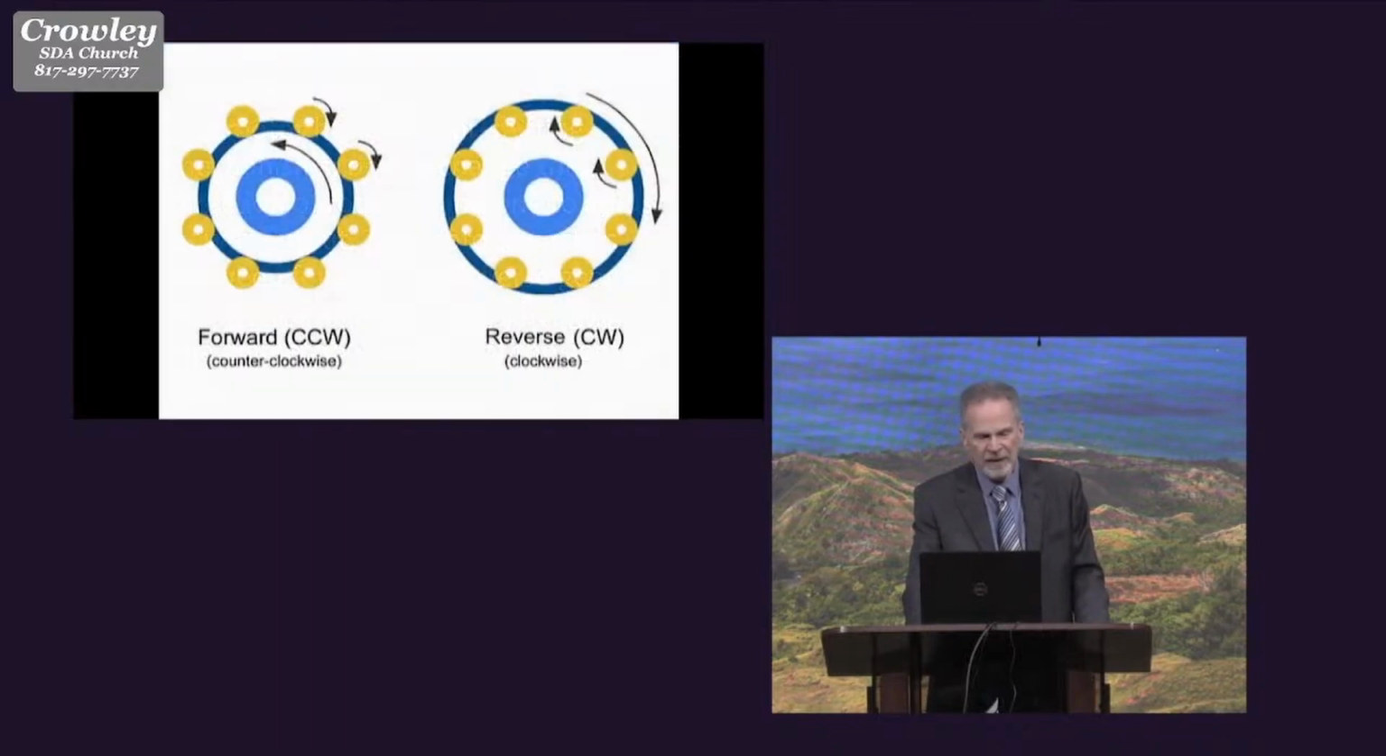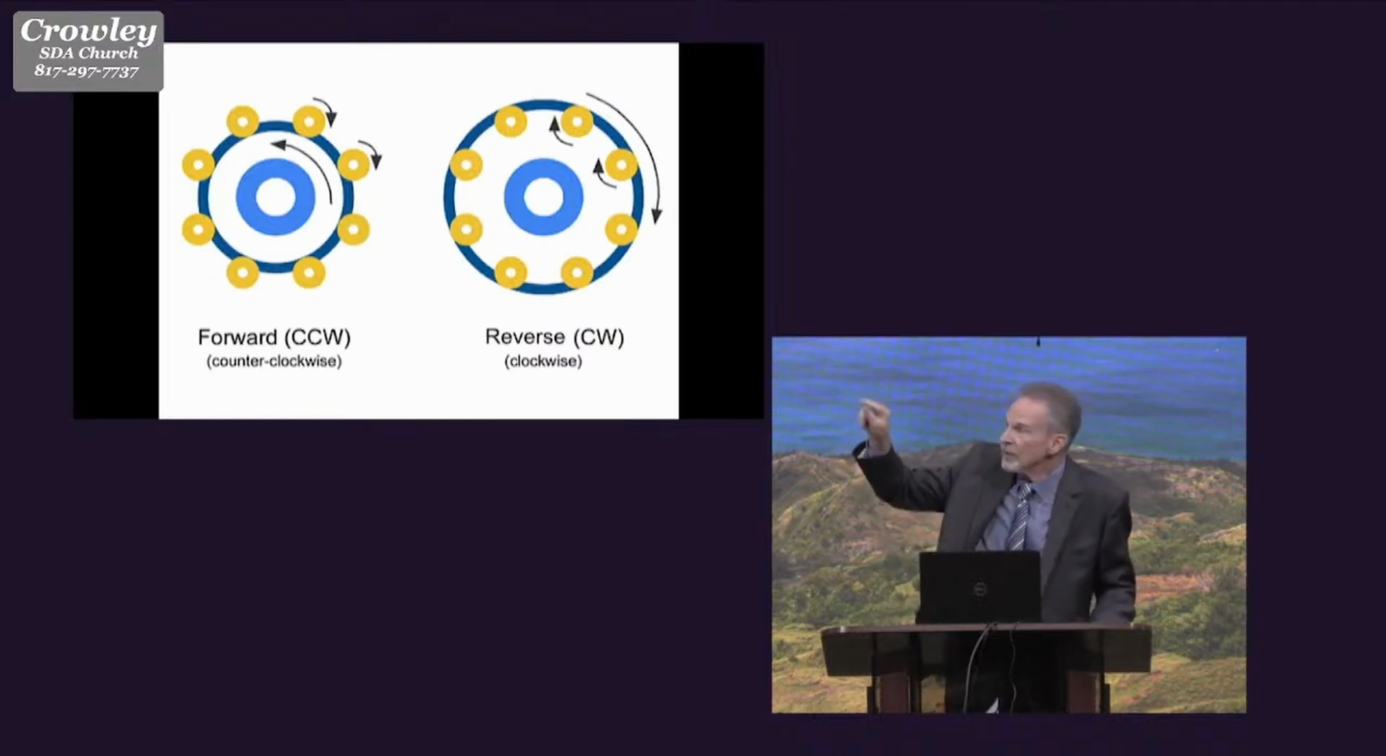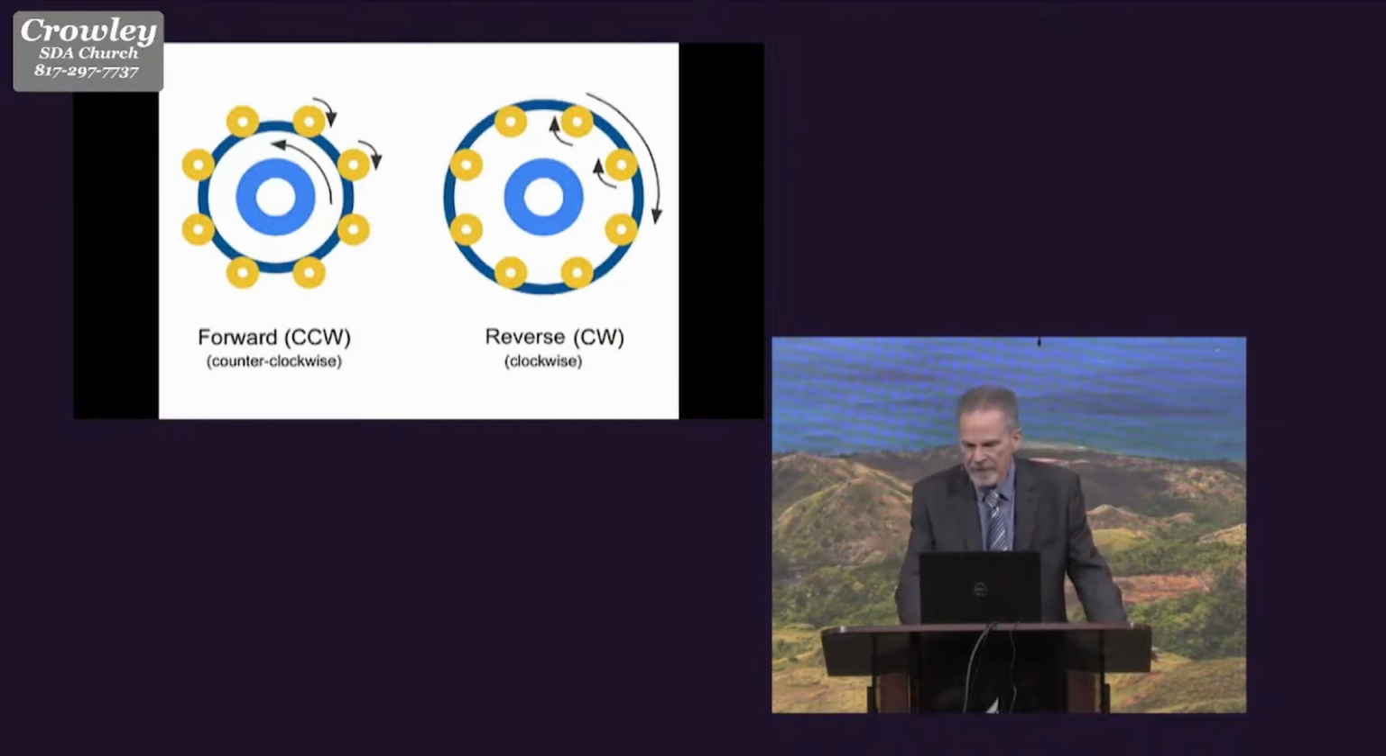Then it has this gear mechanism. This is kind of what it looks like. It changes direction, okay? It has these little yellow wheels. Those are the drive wheels, and you see the blue ring. If it's on the inside, it causes it to go counterclockwise. If it's on the outside, it causes it to go clockwise, to reverse.